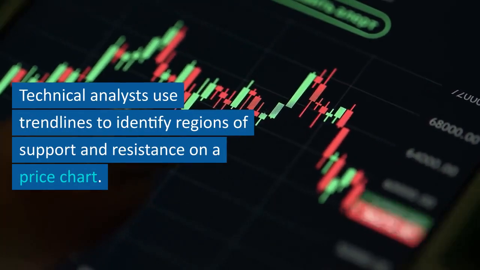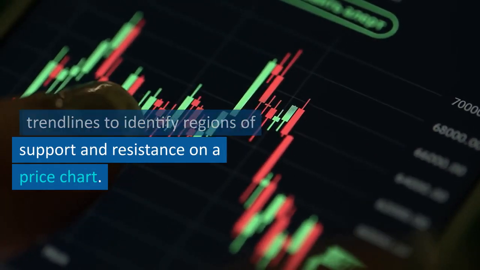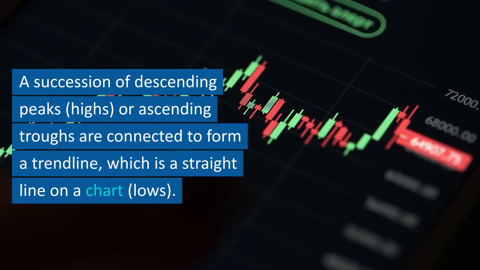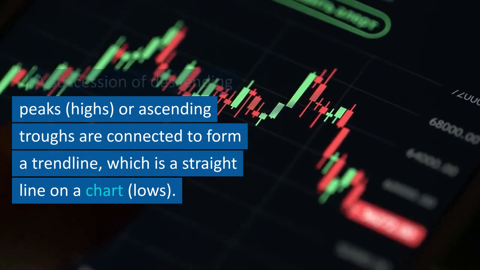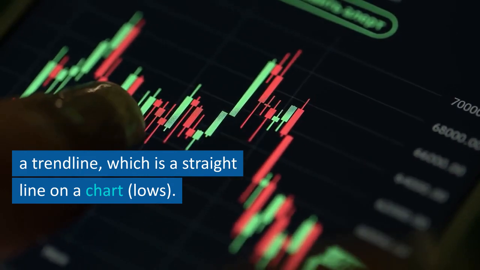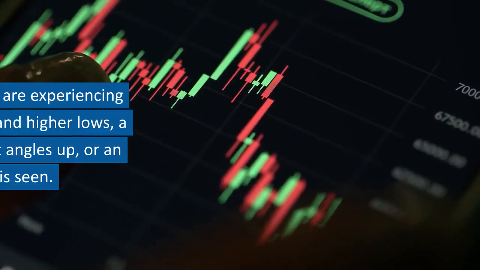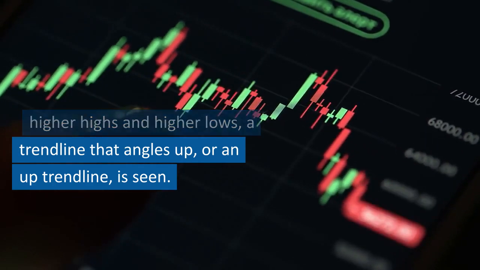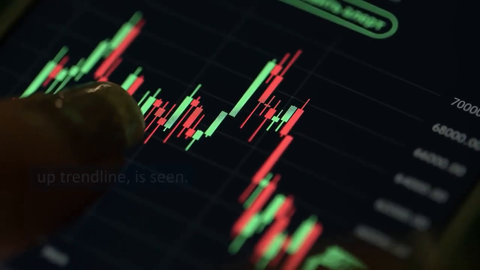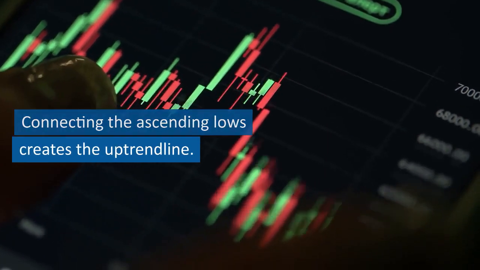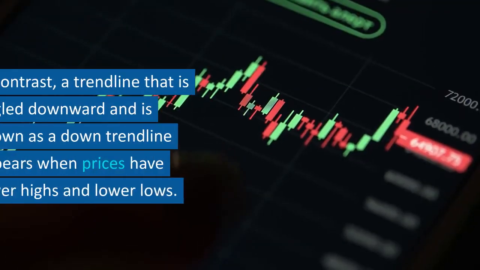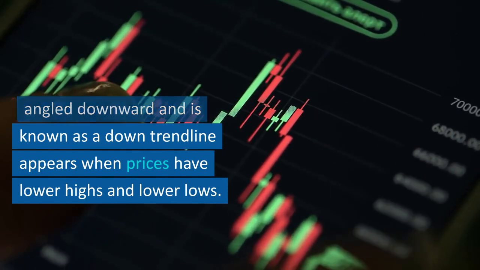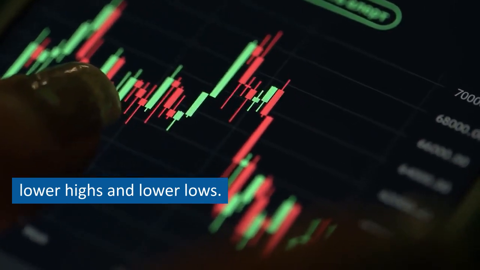Technical analysts use trend lines to identify regions of support and resistance on a price chart. A trend line is a straight line on a chart, formed by connecting a succession of descending peaks, highs, or ascending troughs, lows. Where prices are experiencing higher highs and higher lows, a trend line that angles up, or an uptrend line, is seen. Connecting the ascending lows creates the uptrend line. In contrast, a trend line that is angled downward, known as a downtrend line, appears when prices have lower highs and lower lows.